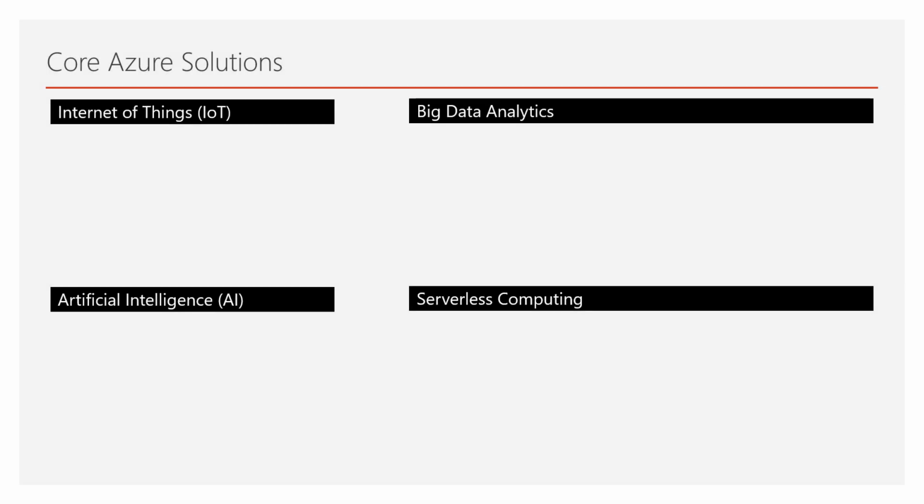So beyond the core products discussed in the last episode, we also have a number of sophisticated solutions that are available in Azure for us. Now this includes Internet of Things services, artificial intelligence APIs, big data and analytics, and serverless computing. So let's go ahead and discuss those.